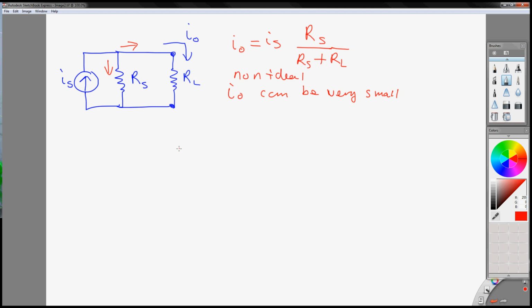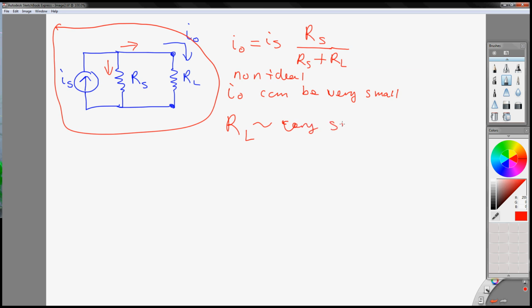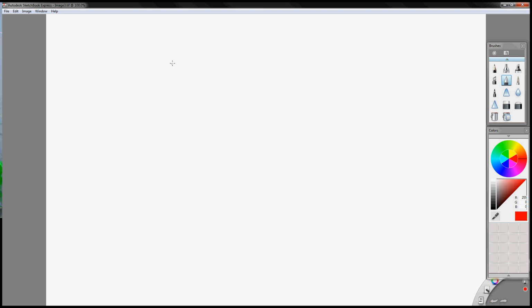So what you want to do is use an op amp. From what we learned so far from this right here, we want RL to be very small. So what's the ideal case? RL equals 0. But how do you get a voltage if RL is 0? Well, that's where the op amp comes in. So let me move on to the next page.